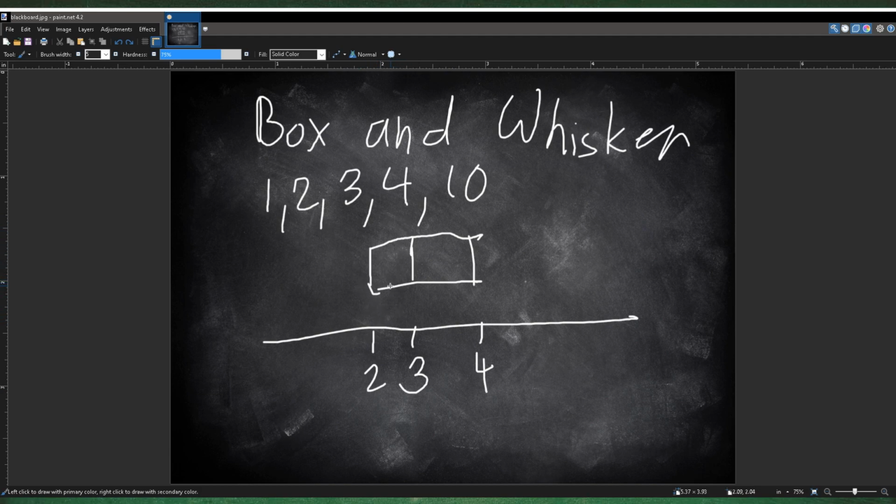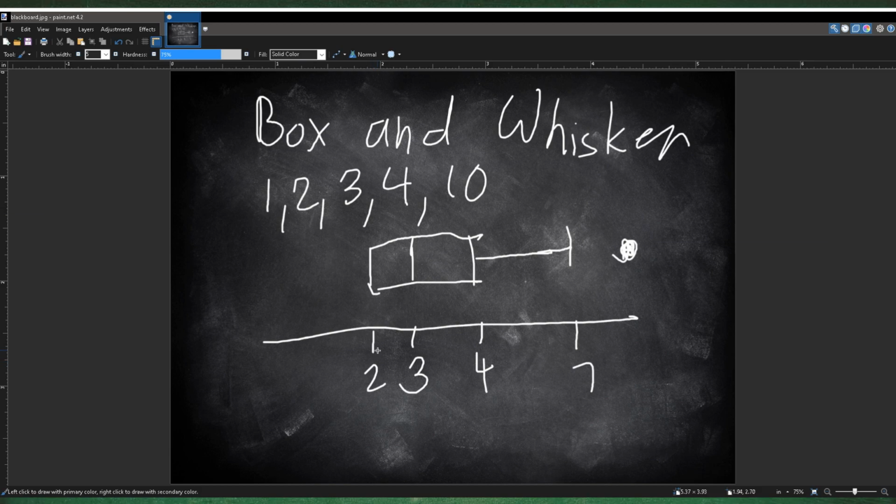So 2 times 1.5 is 3. And 3 plus the 4 is 7. So we're going to have somewhere around 7, right? And then 10 is greater than that 7. Even though it seems like this should be the max and where it should usually be, it's not. It's going to be an outlier. So it's going to be somewhere right here, which we're going to graph as a dot usually.